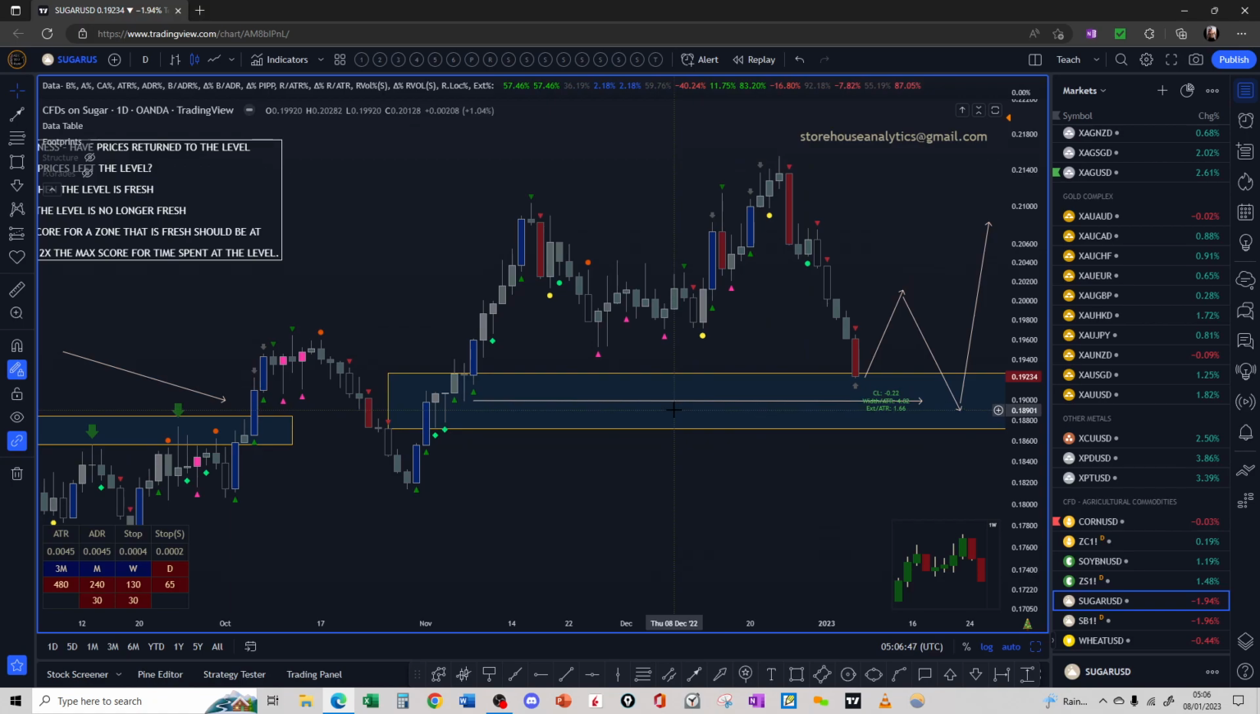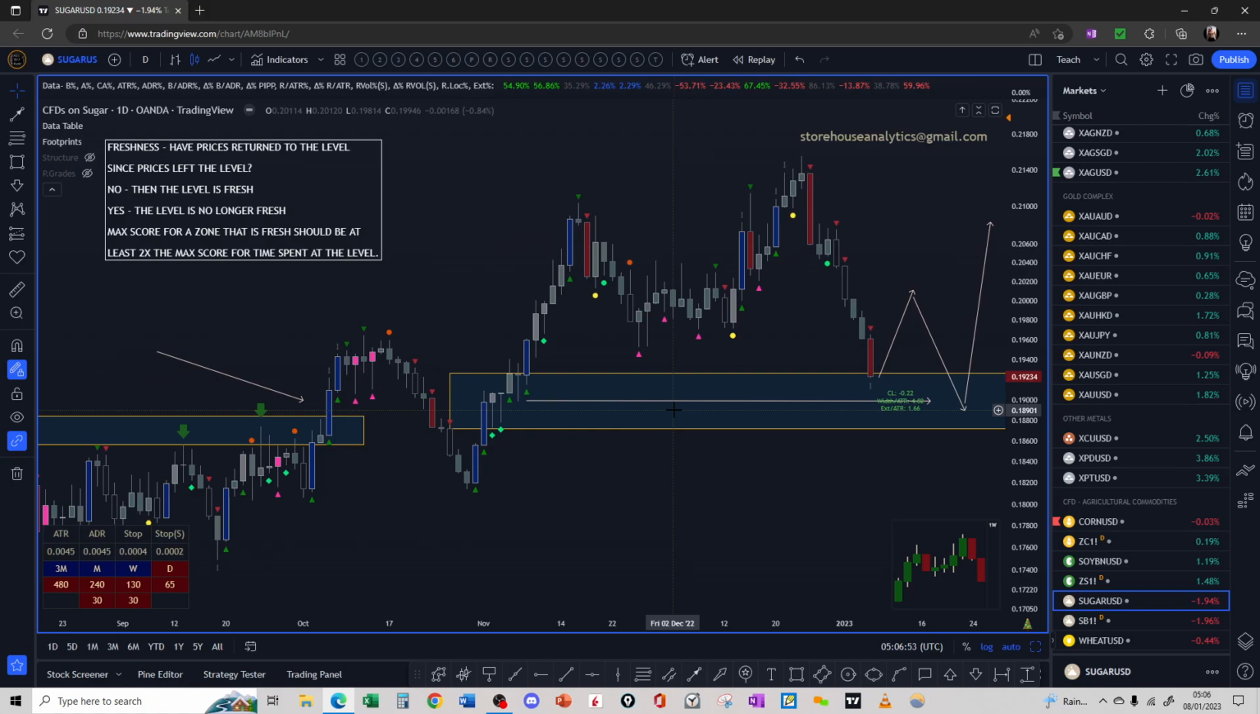freshness. Have prices returned to the level since the level was created? If the answer is no, the level is totally fresh. It gets a max score, whatever you decide is your max score.